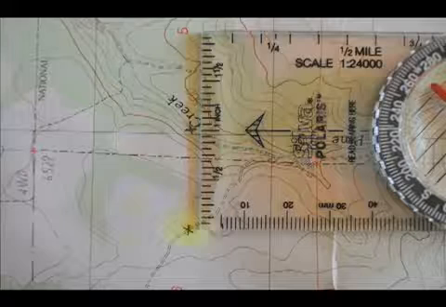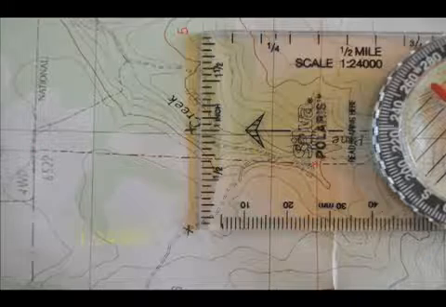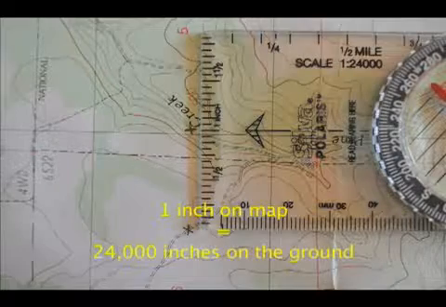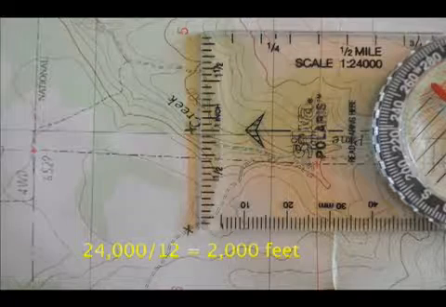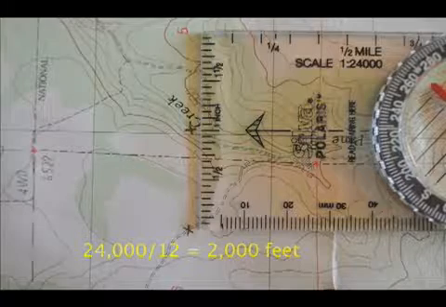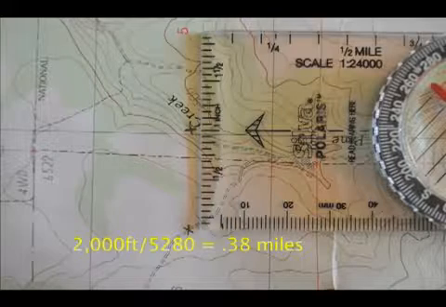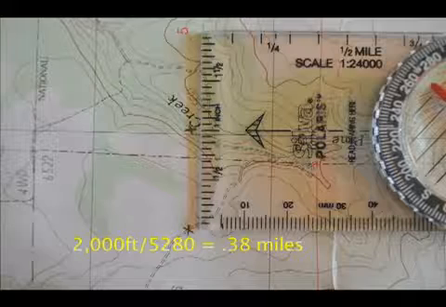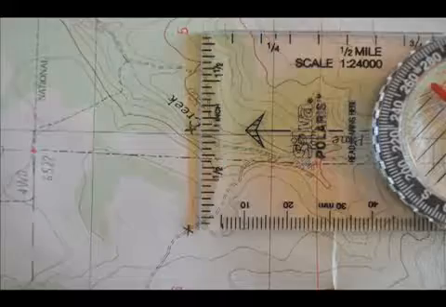The distance from here to here on the map is 1 inch. Now this map has a scale of 1 to 24,000. That means the actual ground distance is 24,000 inches. Now that's the same as 2,000 feet if we simply divide 24,000 by 12, since there are 12 inches in a foot. It's also the same as about 4/10 of a mile. You can convert from feet to miles by dividing by 5,280, which is the number of feet in a mile.